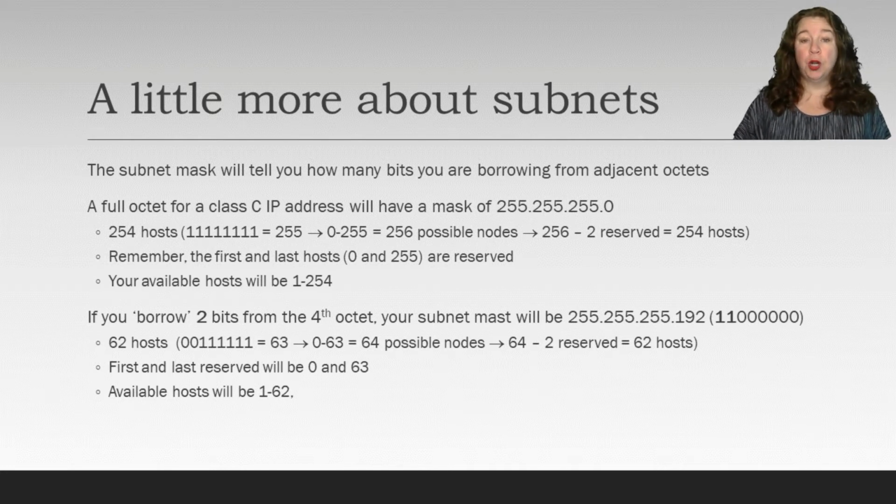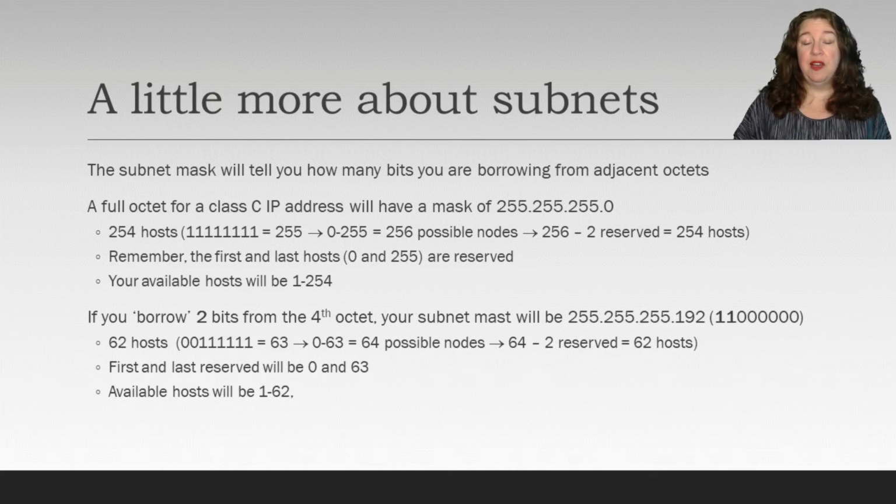If you borrowed 2 bits from your fourth octet, so you started with a base Class C, 255 across, and then your fourth octet, we borrowed 2 bits. So we're going to borrow 11000000, which is 192. Our new subnet mask is 255.255.255.192. Okay, that's going to go across.